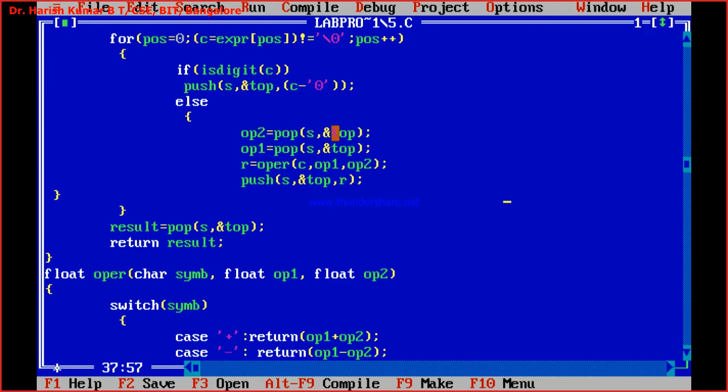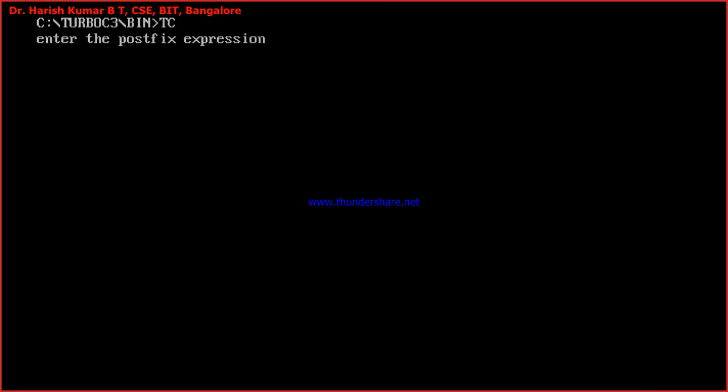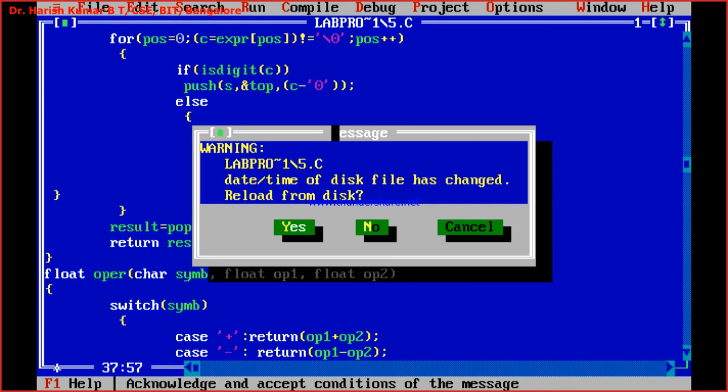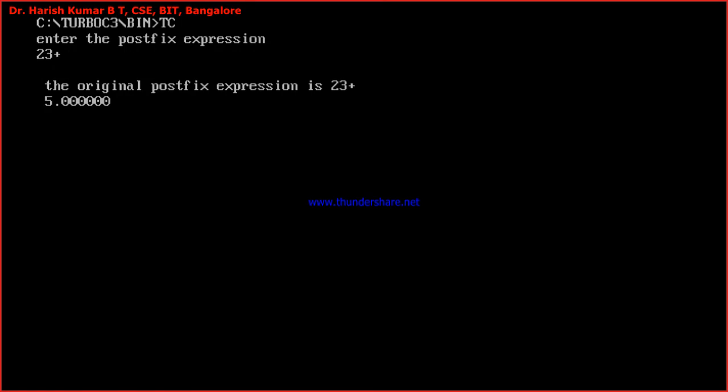Okay, I'm running the program now. Enter the postfix expression. Let me enter the very basic postfix expression 2 3 plus. Execute it, Alt F5. So the original postfix expression is 2 3 plus and the result is 5.0. Since we have made the result floating point, you are getting 5.000. You have to make it floating point itself.